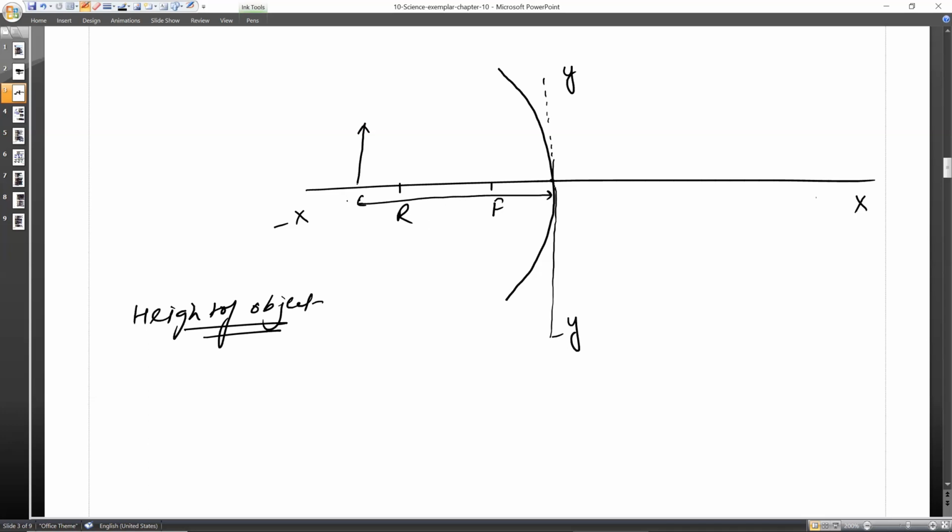So if I consider this distance, is it a positive value? Will you measure this object distance as positive or negative? Object distance.